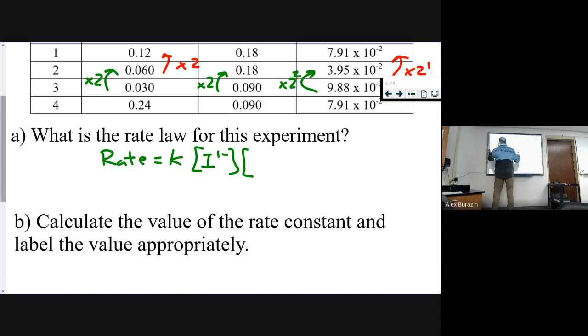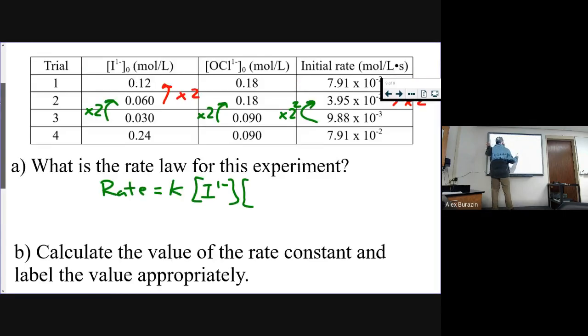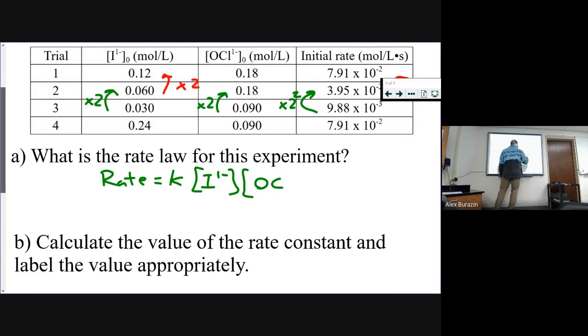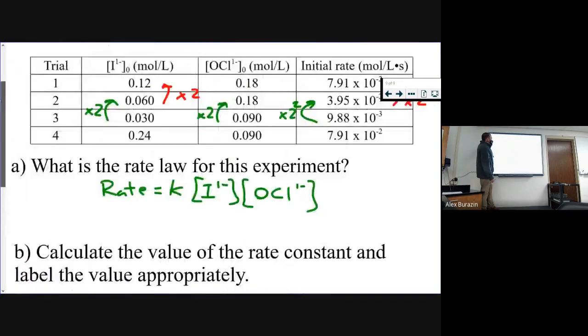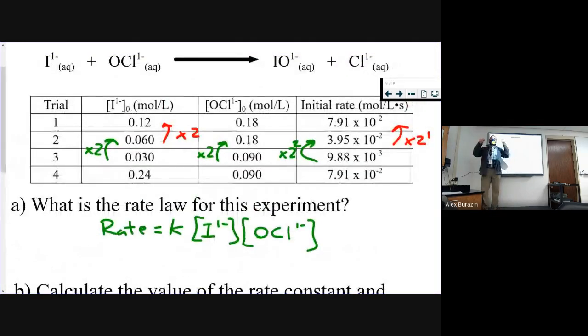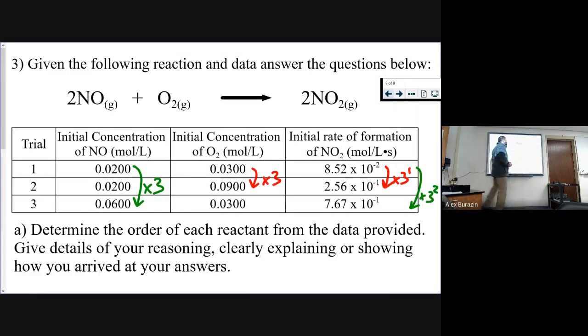And the other one, the OCl, that I have, is also first order. Okay. Now, this is hard because I gave you bad data. Life is much easier when I do this.